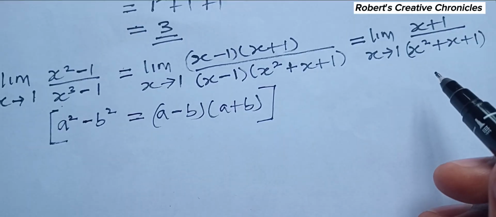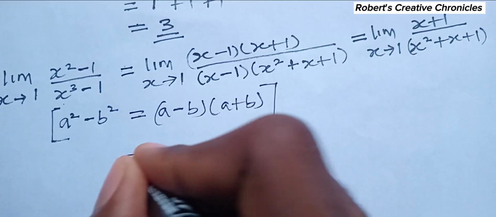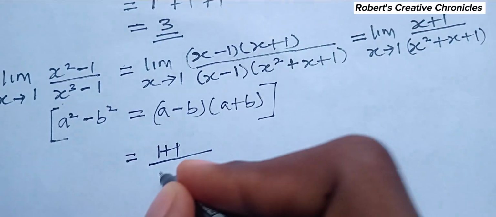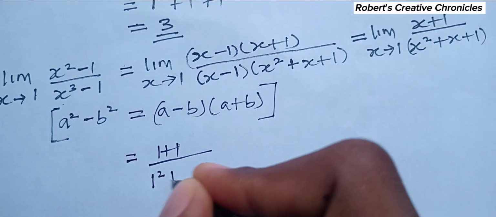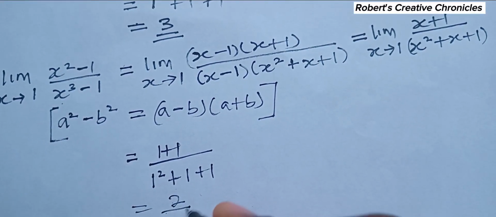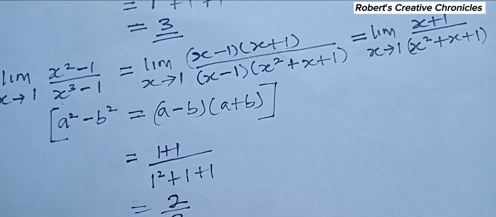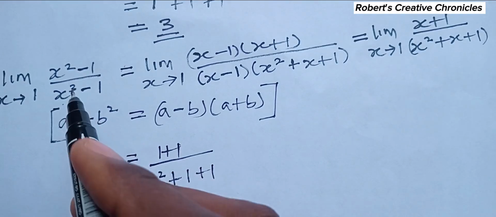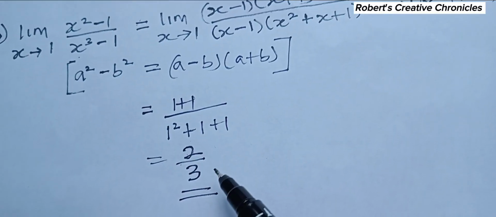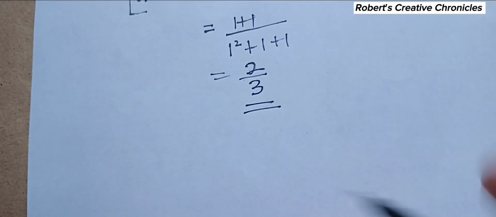Now we will substitute 1 into this. It becomes 1 plus 1 over 1 squared plus 1 plus 1, so it becomes 2 over 3. So the limit of this as x approaches 1 is 2 over 3. This is the answer for part B.